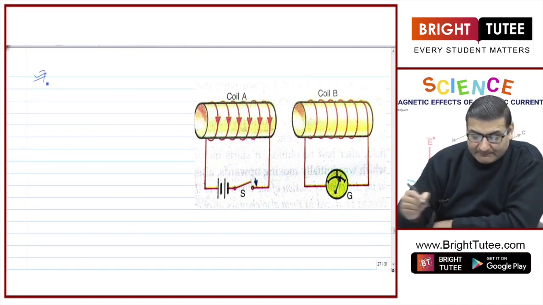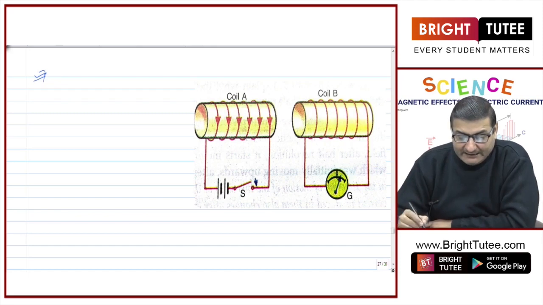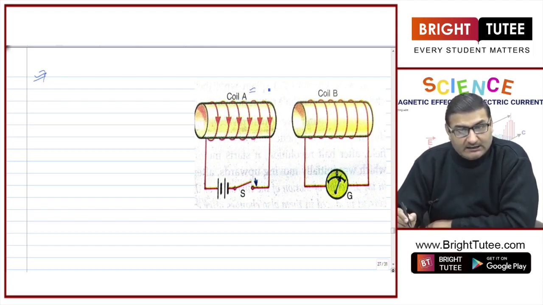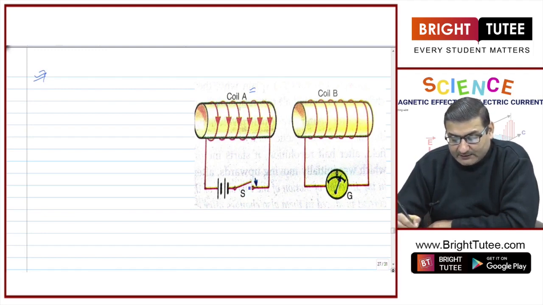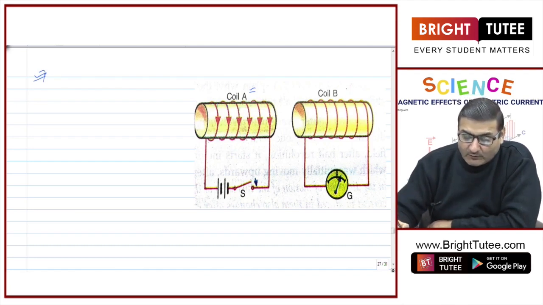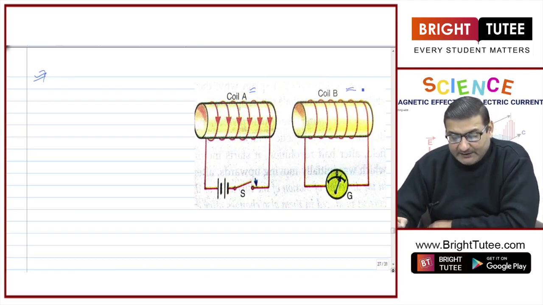Now, let us see one more activity. What we perform here is we take a coil A. On this coil A, we take an inner soft iron core of any material, and after winding the wire, we connect it to a cell or a battery. Now we take another coil B. In this coil B, we also take a core material, wind the wire over it and connect it to a galvanometer.